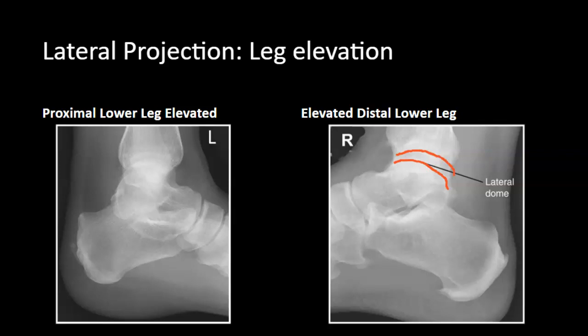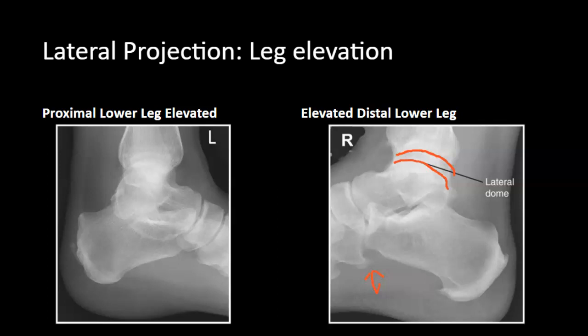More than 1/2 of the cuboid is demonstrated posterior to the navicular bone. You can see here's your cuboid. My little arrows aren't that great today. Your cuboid is demonstrated, whereas in the previous picture, the cuboid is not even seen at all when there's proximal lower leg elevation. But when the lower leg is elevated, your cuboid will be much more in profile.